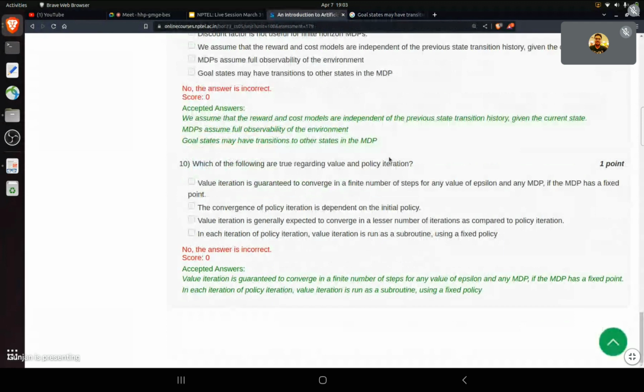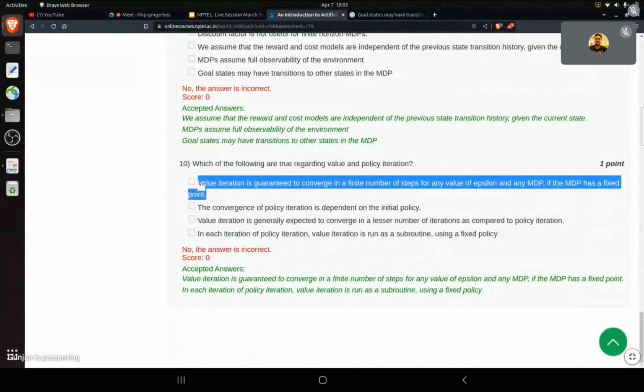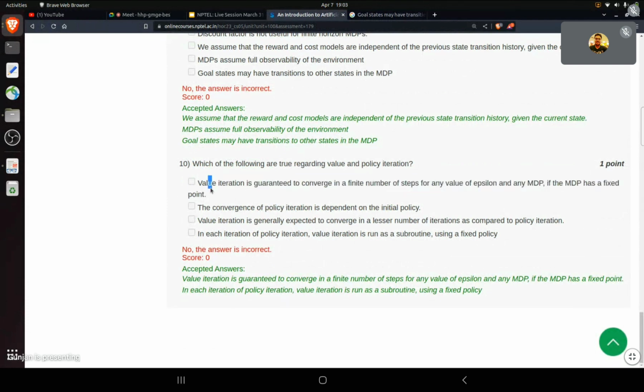So the 10th question is: the value iteration is guaranteed to converge in a finite number of steps for any value of epsilon and any MDP. MDP is a fixed point. The converged policy is dependent on it.